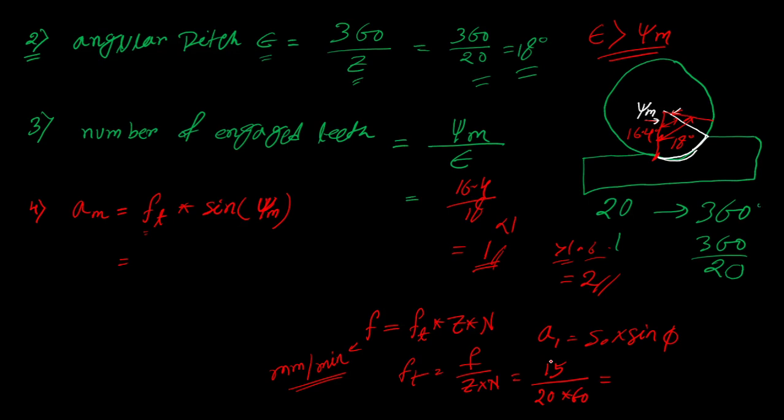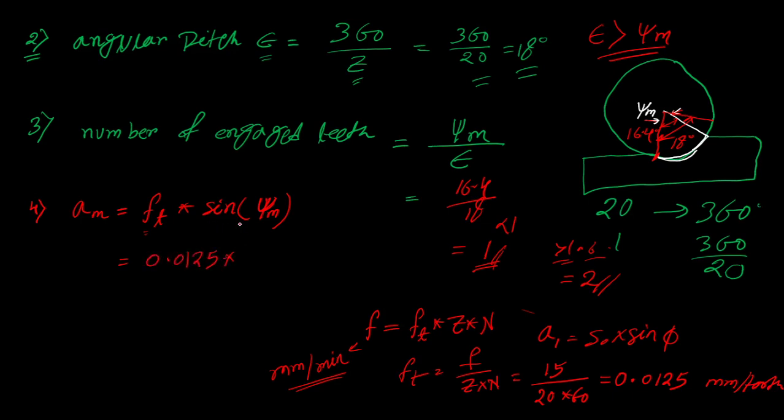If you put all these values, you will get a value. Let me calculate it: 15 by 20 into 60, around 0.0125 millimeter per tooth. This is the value of feed per tooth, so you can directly put this value here.